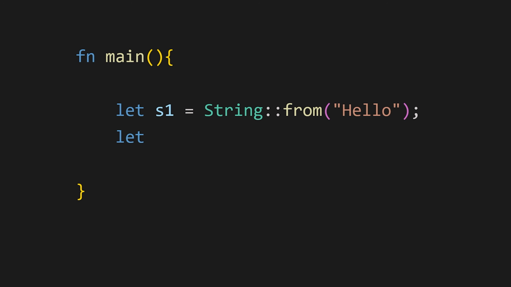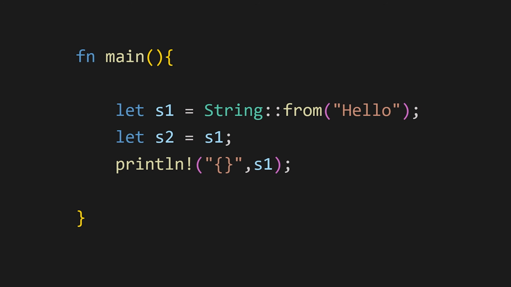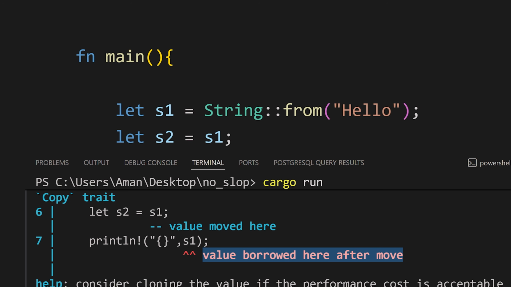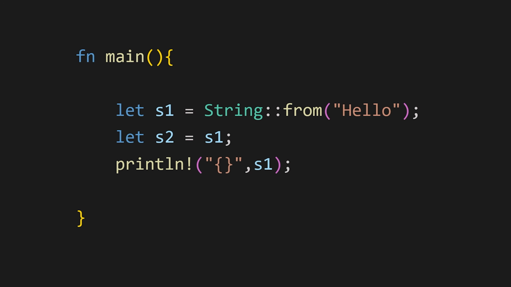For example, here, at first glance, it looks like we are copying s1 into s2. But Rust actually moves ownership from s1 to s2. That means s1 is no longer valid and trying to use it will give us a compiler error. But what if we want a function to use a value without taking ownership of it? That's where references come in.